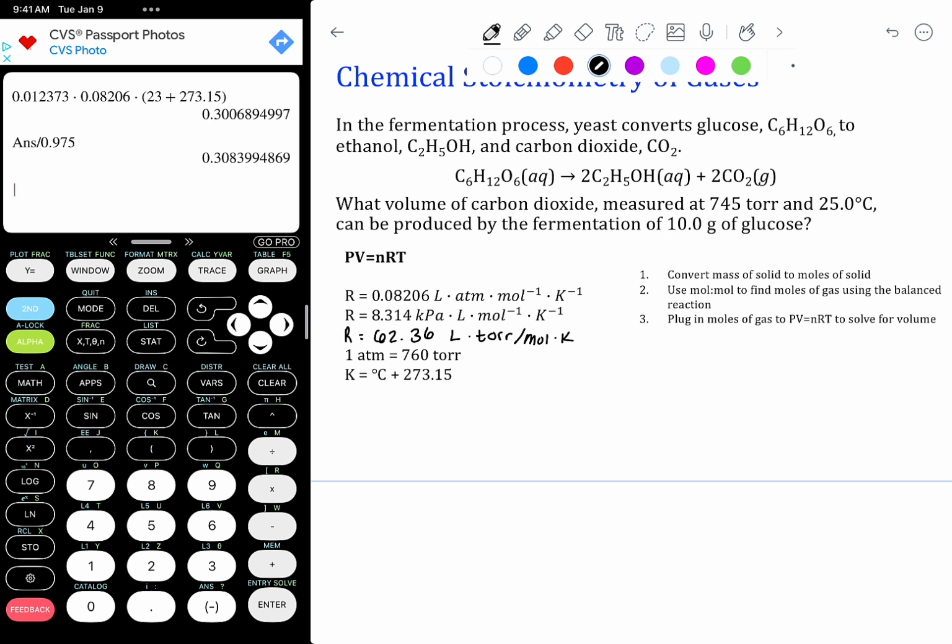Make sure you convert your temperature to Kelvin and follow our little steps here. Convert mass to moles, use a mole to mole ratio, and then plug in the moles into PV equals nRT. Remember, we have to get to moles of CO2 because that's the gas. The only mole value we can plug into PV equals nRT is that of a gas. So pause your video and try this problem independently.